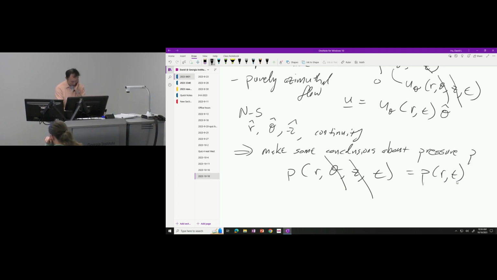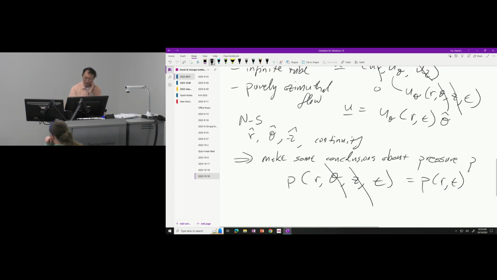That will help you a great deal. And this physically makes sense. We know the Navier-Stokes equations relate pressure and velocity. If I'm already saying my velocity is only dependent on r and t, then it makes sense that pressure would also only depend on r and t. Because how would it get information about theta?